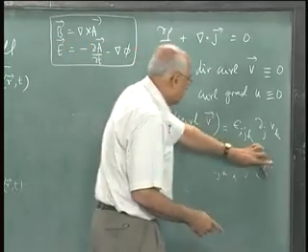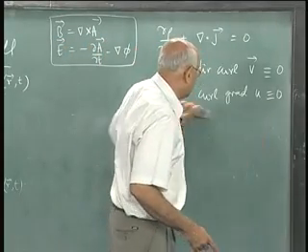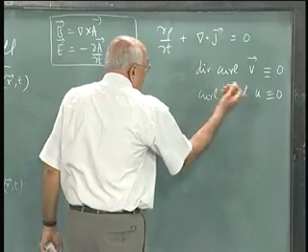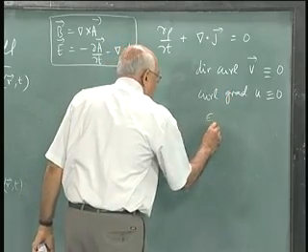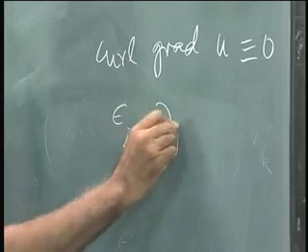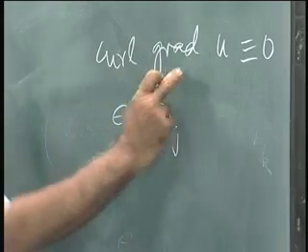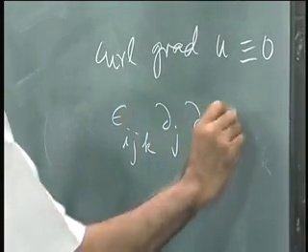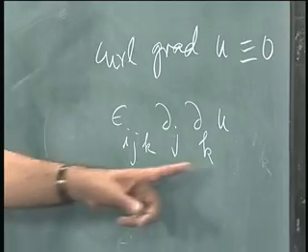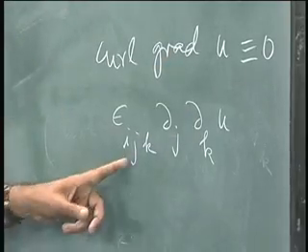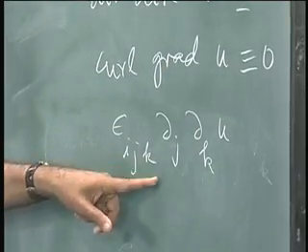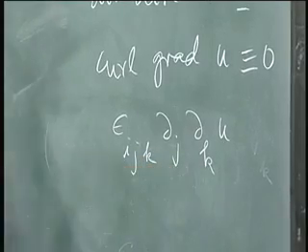Likewise, the curl of the gradient of u: the ith component of this curl, for instance, would be epsilon i j k del j, that takes care of this, and then del k on u, that is the kth component of the gradient of u. Once again this is antisymmetric in j and k, and you got this which is symmetric in j and k, and therefore it is 0 by contraction.